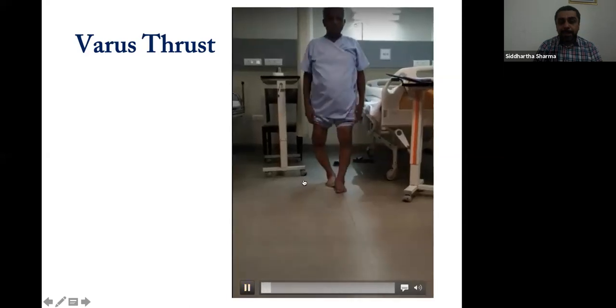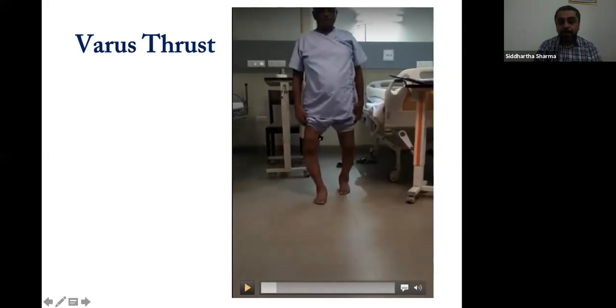So look at this gentleman. As soon as this gentleman goes into a stance phase, because his overall limb alignment is varus, when he bears weight on it, the varus dynamically increases. This is because there is an abnormal loading across the joint and the varus is going to increase.